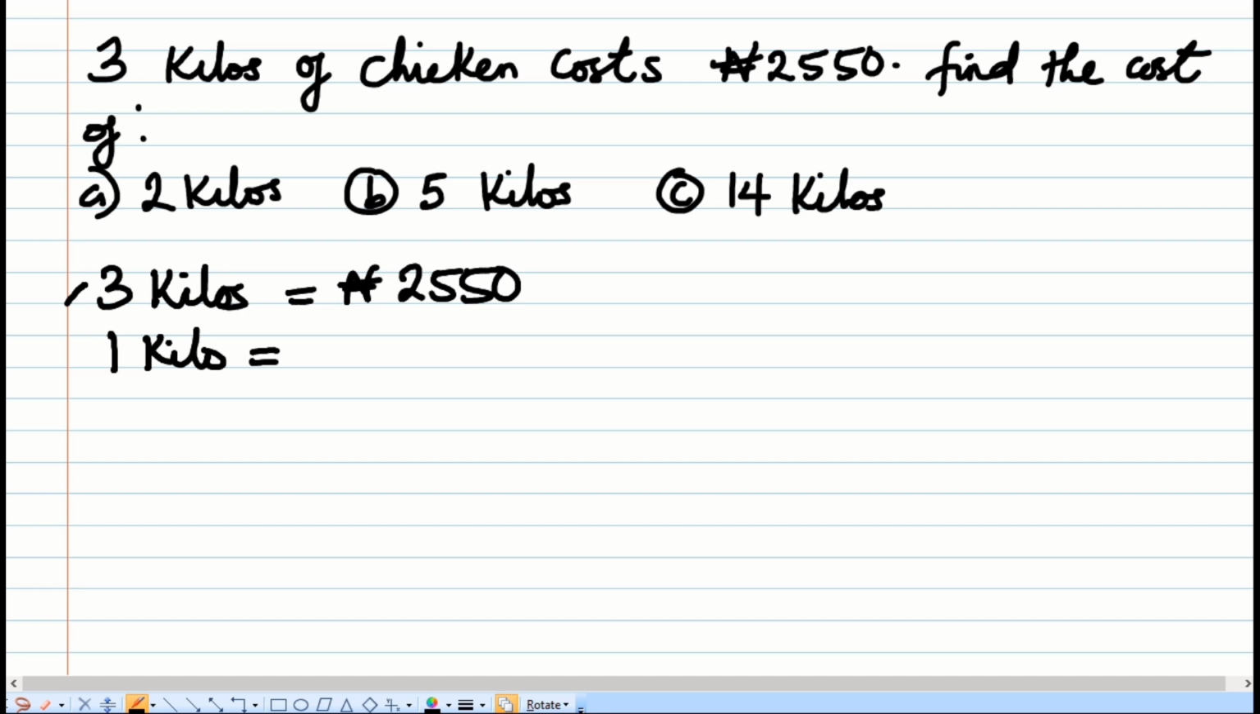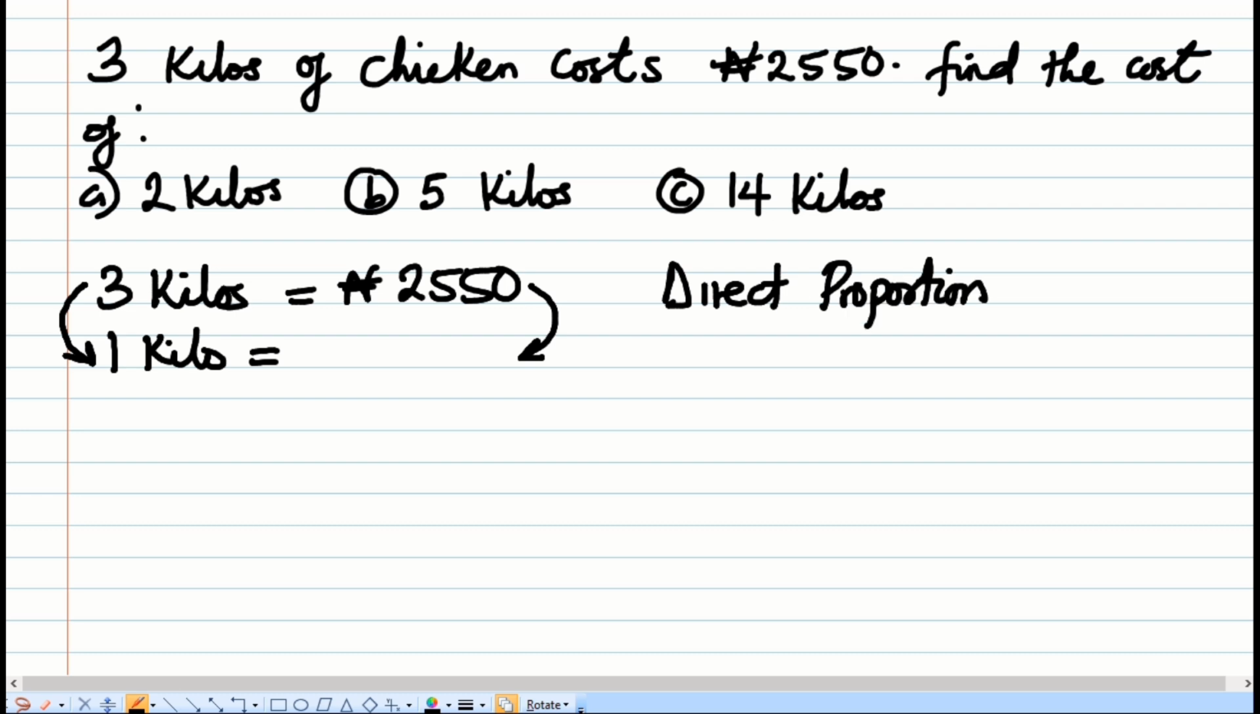Now you notice that the number of kilos has reduced, right, from 3 to 1. Now think about it intuitively. If 3 kilos cost this much, 1 kilo should cost less, right? Now you know the two quantities we are comparing here are kilos and amount in naira. So you see that the number of kilos has reduced to 1, then the naira is also going to reduce based on our calculations, right? So it means that the two of them are reducing at the same time. That means this question is a direct proportion.